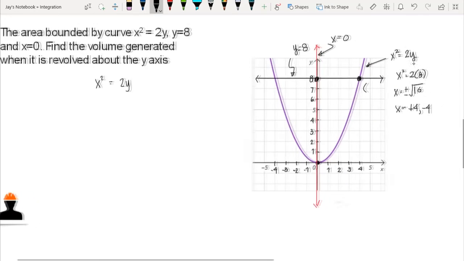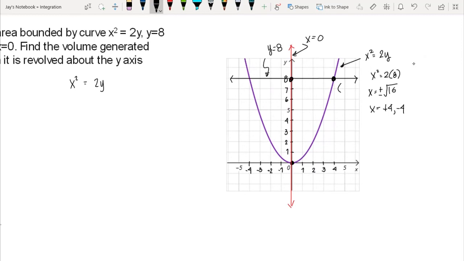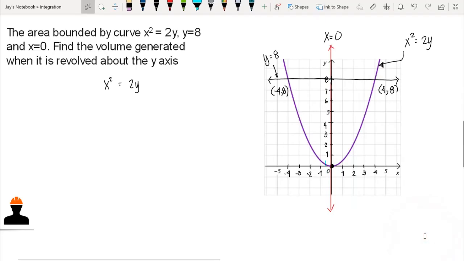Okay? So therefore, we have the point of intersection, which is positive 4 and 8 at this point, while at this point we have the point of intersection, which is negative 4 and 8. Okay, since we have the area here which is bounded by the curve x squared is equal to 2y, the line y is equal to 8, and the line x equal to 0, then we have the region, which is this one.